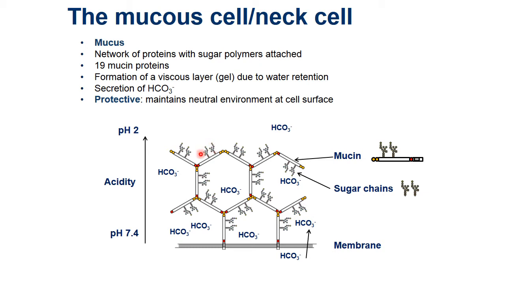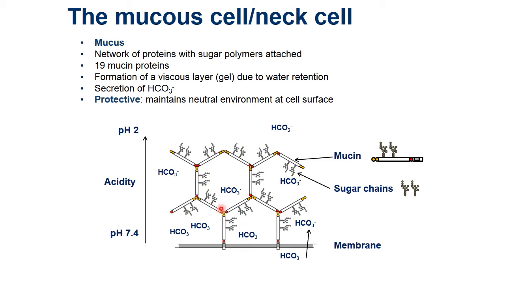Attached to these mucin proteins are long sugar chains, and the characteristic of these sugar chains is that they retain water, and so they prevent the movement of water and cause an increase in the local viscosity. And so this is the gel-like layer that is located at the surface of the surface epithelial cells in the stomach.